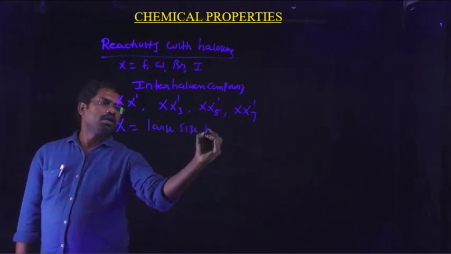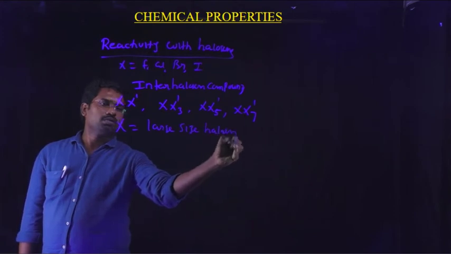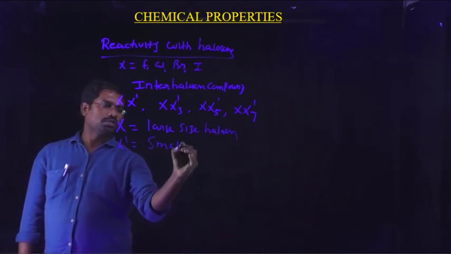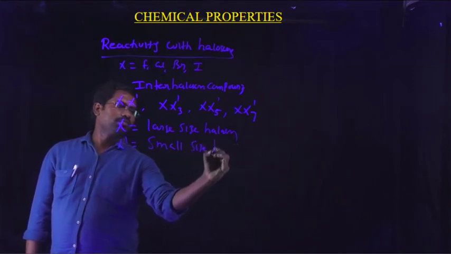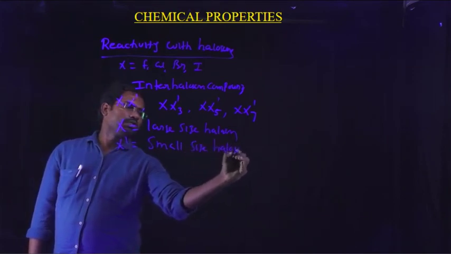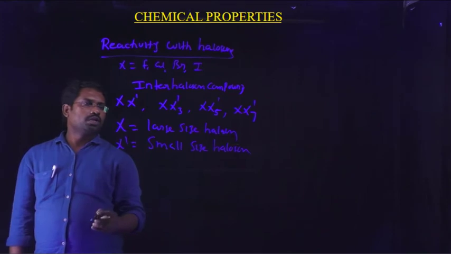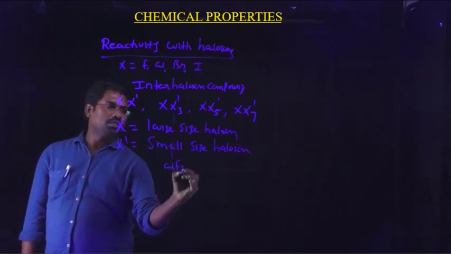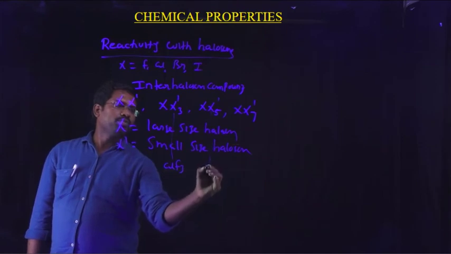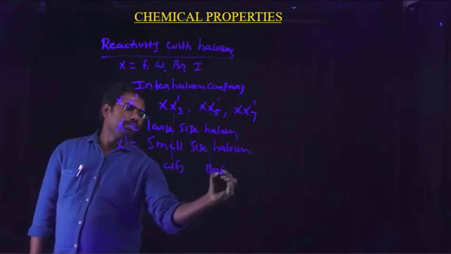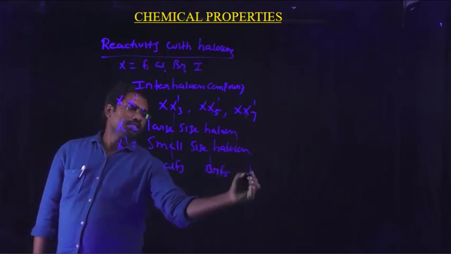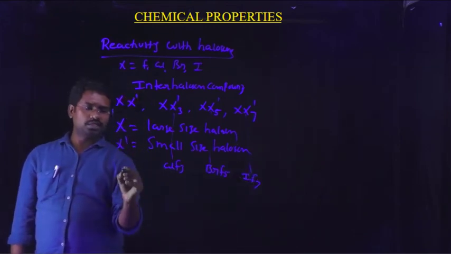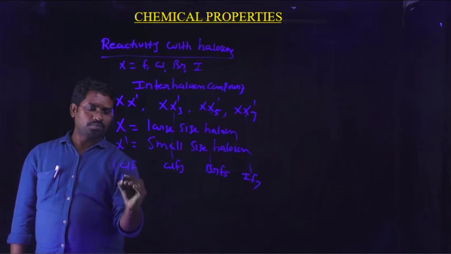X is the large size halogen and X dash is the small size halogen. So what are the examples for XX3? The best example is ClF3. In case of XX5, BrF5 is the best example. In case of XX7, IF7 is the best example. In case of XX, we can write ClF or BrF.